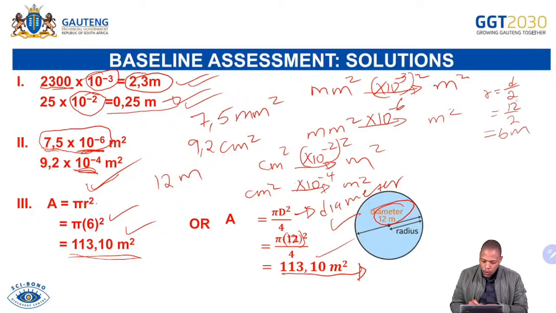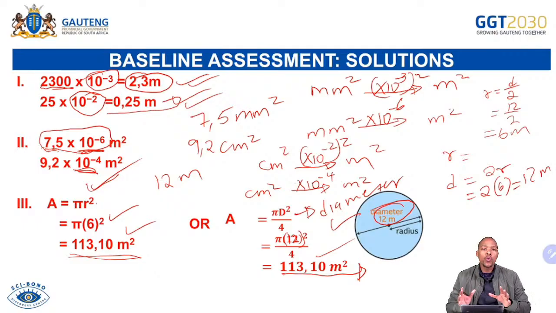Okay? If you use this way and you are given the radius, you must remember that you must always say the diameter is 2 times r, or 2 times the radius. Multiply your radius by 2 to get your diameter. Okay? So you must always remember that. If you remember that our radius was 6, so it's 2 times 6, that should give you 12 meters. I hope you are with me there.